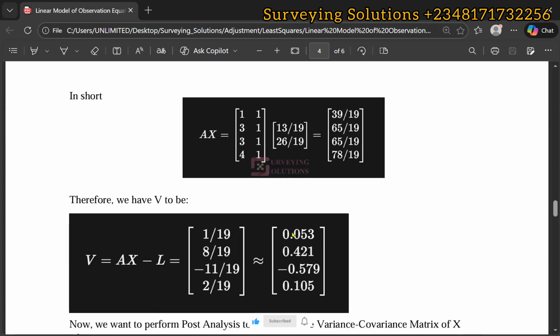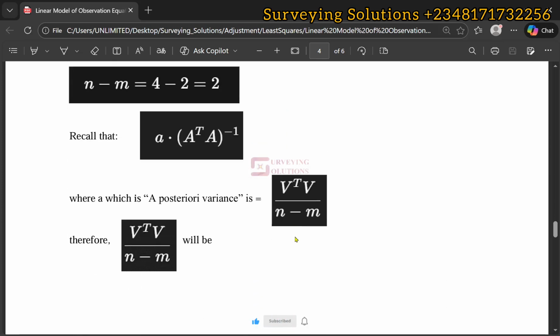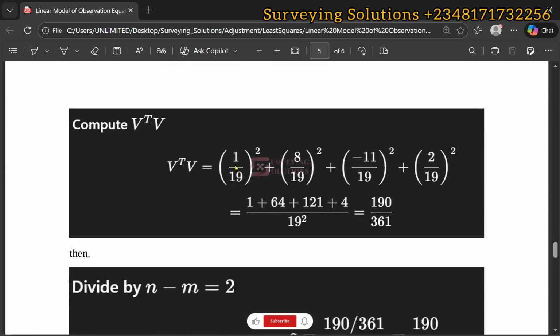This is our V, right? Good. So we are going to transpose this V. These two matrices will multiply itself, and then you would have this as what? The operation. By the time you simplify further, you would have 190 over 361. Please ensure that you confirm these values with your calculator.